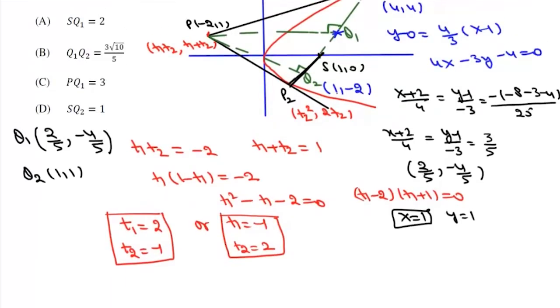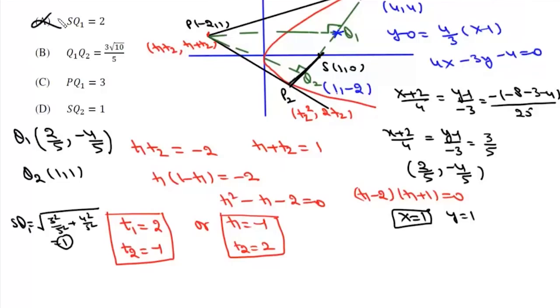Now the first one is we have to find SQ1. Now SQ1 is under root of, 1 minus 2 by 5 is 3 by 5, which is 3 square by 5 square, plus 4 square by 5 square, which is 1. And SQ2 also is 1. So it doesn't matter whether we take the first case or the second case, SQ1 will always be 1. So that means this option A is incorrect.